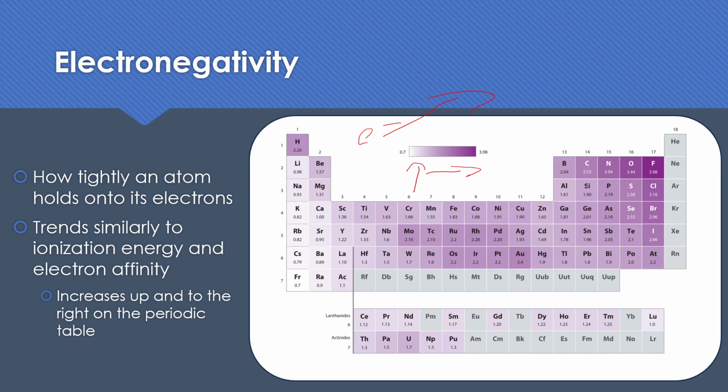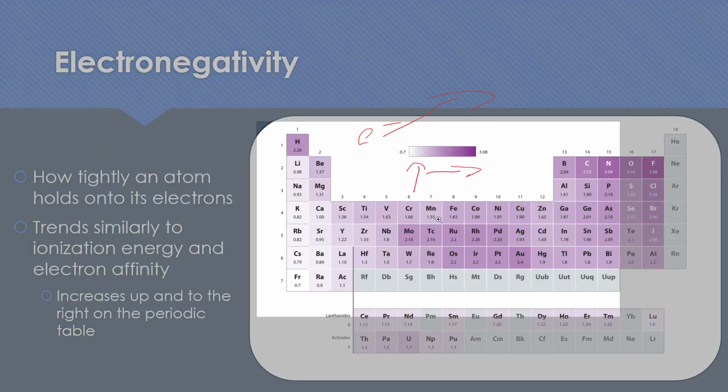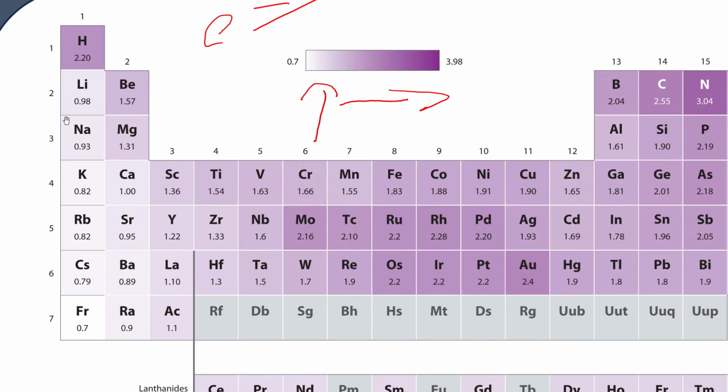Okay? So, you'll see all our metals, right? Lithium, sodium, let me zoom in here. Lithium, sodium, potassium, etc. These all have really small numbers, under 1, right? So 0.98, 0.93, 0.82. You'll notice hydrogen is 2.2. That's because hydrogen is a nonmetal. Okay? It increases as we go to the right.